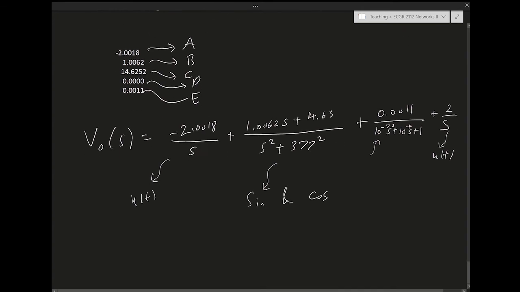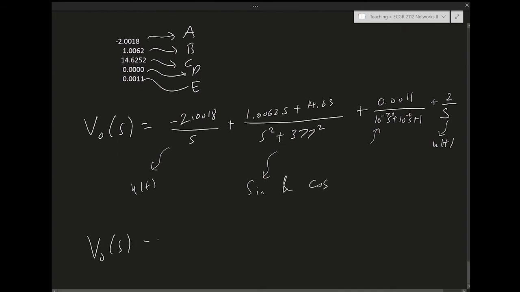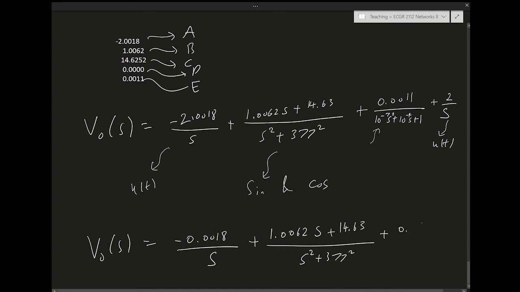Okay, so we know now how to do this. Let's simplify a little bit more. So VOS, minus 2 plus 2, I'm going to end with minus 0.0018 over S plus 1.0062 S plus 14.63 over S squared plus 377 squared plus 0.0011 over 10 to the power minus 7 S squared plus 10 to the minus 4 S plus 1, and that's it.